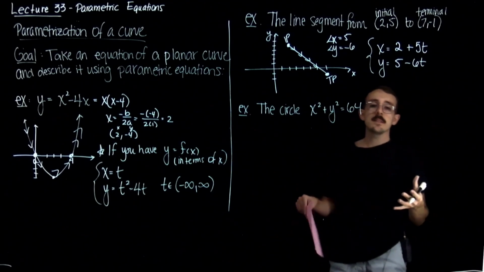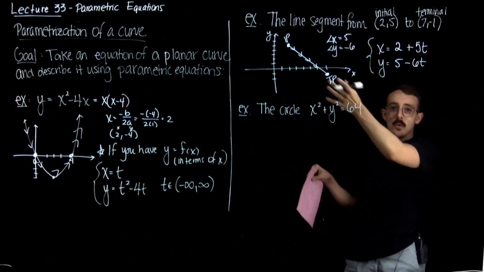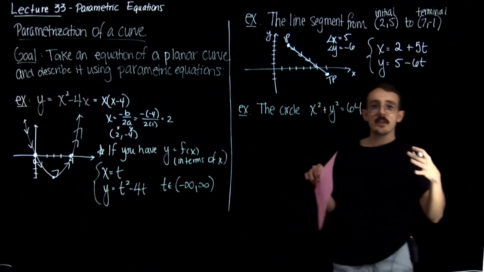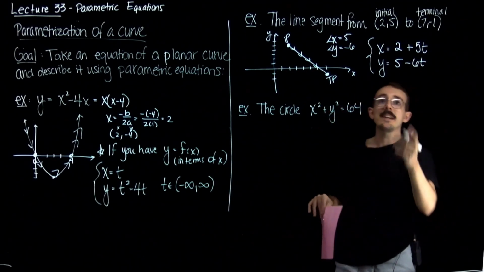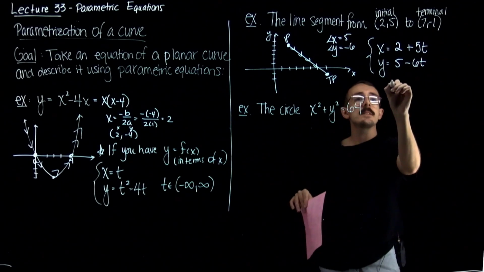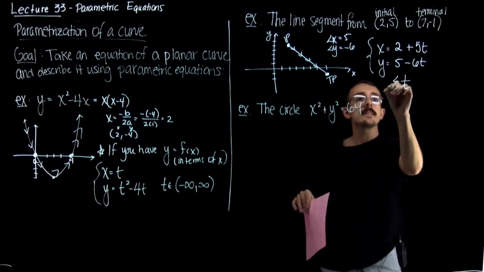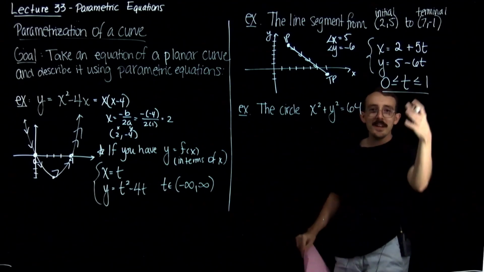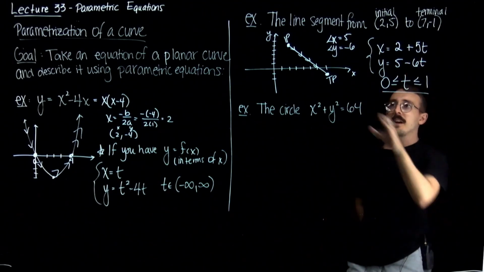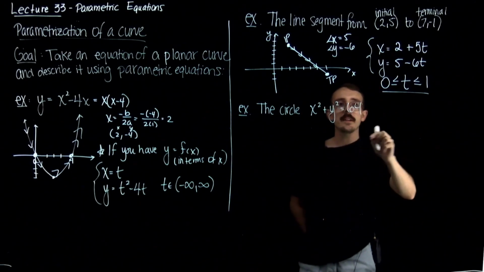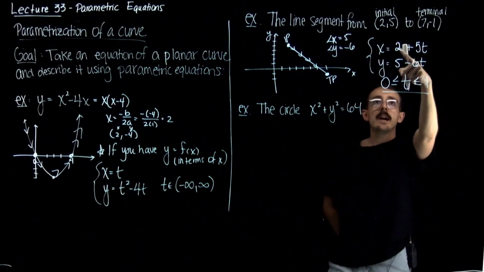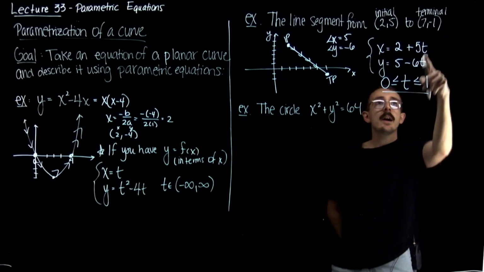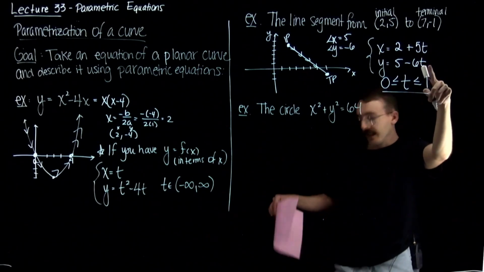And now I just need to specify that this whole event, moving from here to here, occurs after 1 unit of t. So I'm going to say this time that t starts at 0 and ends up at 1. And you can plug things in here to check that I've described this correctly. If you plug in 0, I get the point (2, 5). And if I plug in 1, I would get (7, -1).